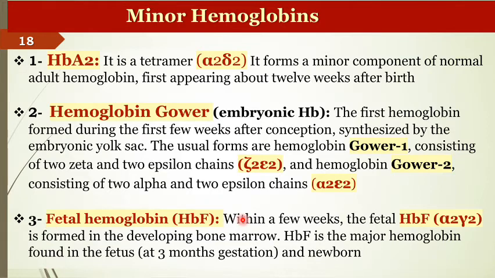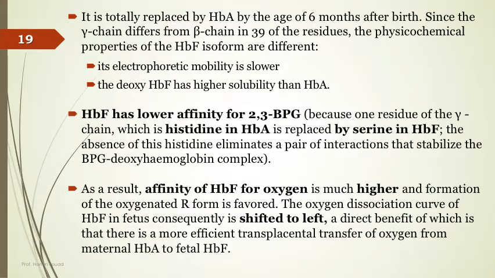Fetal hemoglobin. In the fetus, after 3 months, we have hemoglobin F. It is formed of 2 alpha chains, 2 gamma chains. Hemoglobin F will disappear from the blood about 12 weeks after delivery. After delivery of the baby, after 3 months, hemoglobin F will disappear from his blood and will be replaced by hemoglobin A, 98% hemoglobin A, 2% hemoglobin A2. Okay? Very important to know the different types of hemoglobin. Totally replaced by hemoglobin A about 6 months after birth.